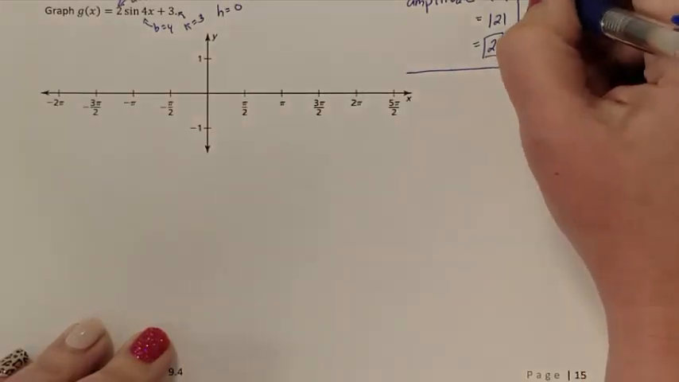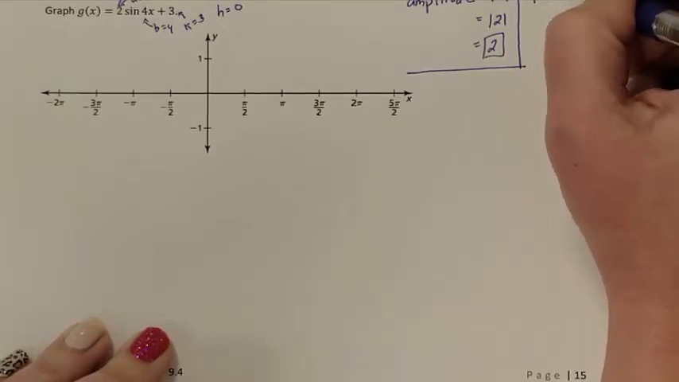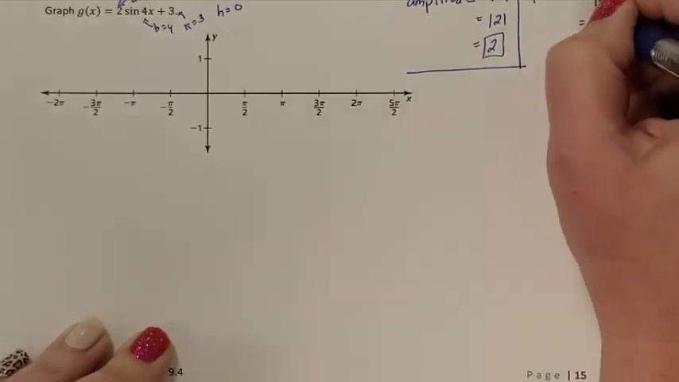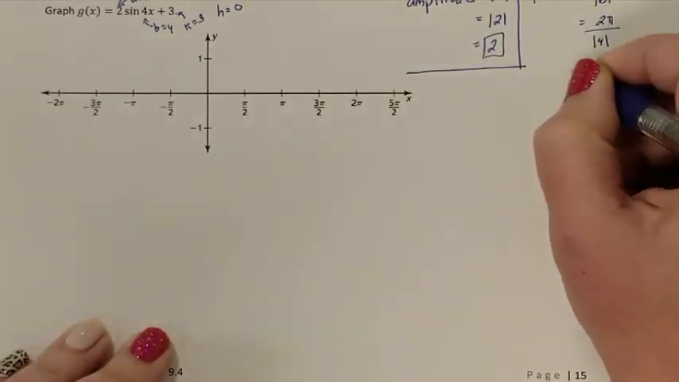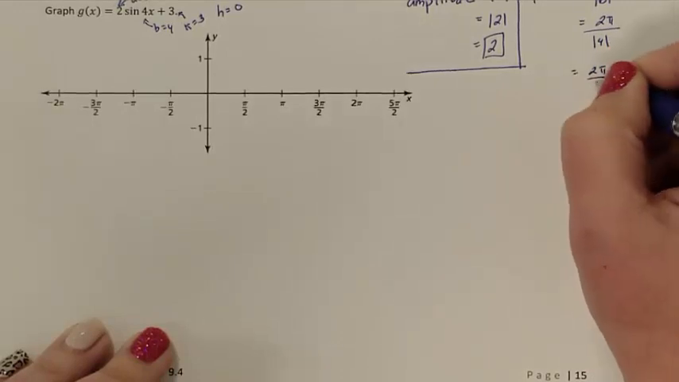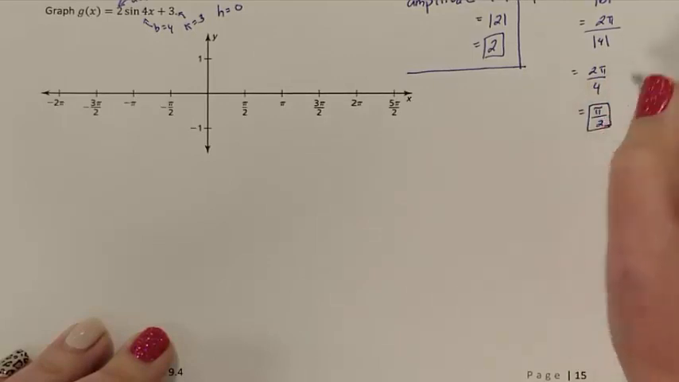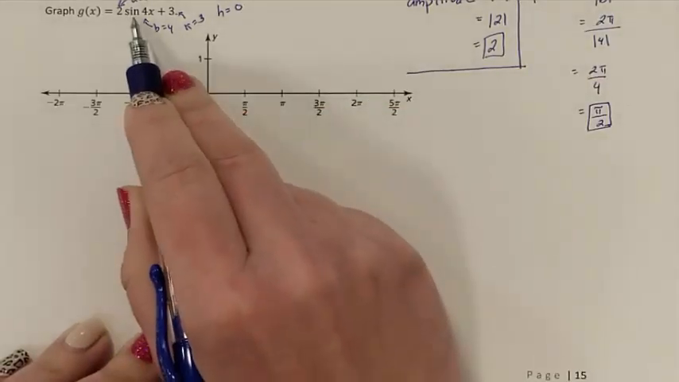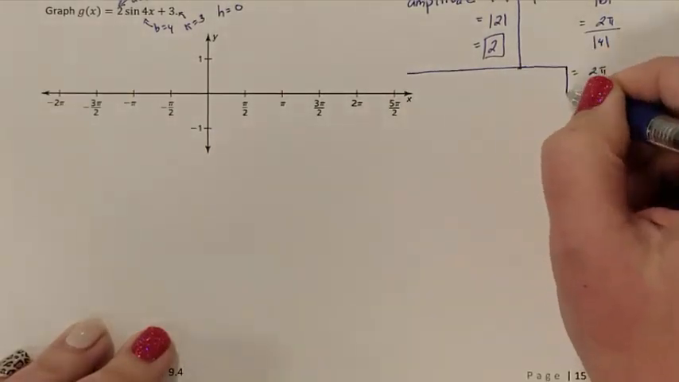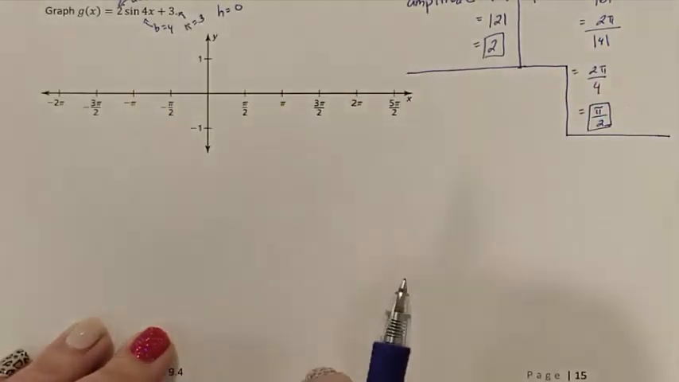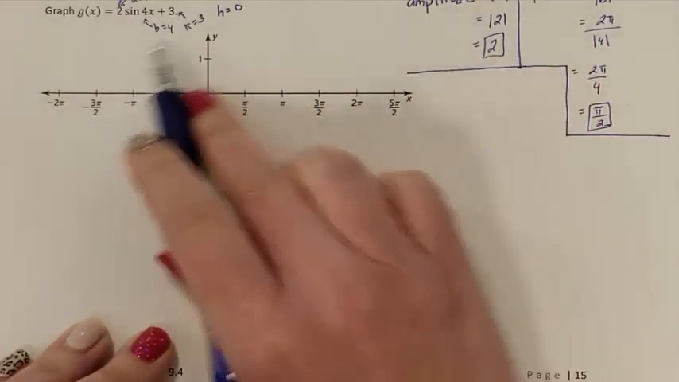My next thing I need to look at is my period. Period is 2 pi all over the absolute value of b. So I have 2 pi all over the absolute value of 4, which is 4. So I end up having pi halves. My period, how long will my sine function go before it starts repeating again? It will go pi halves long. Again, I'm not graphing anything yet, because I have a vertical translation, so these currently are not going to help me graph.